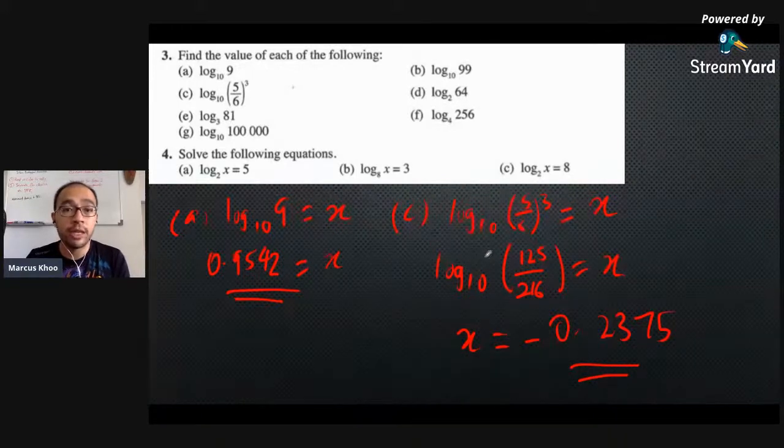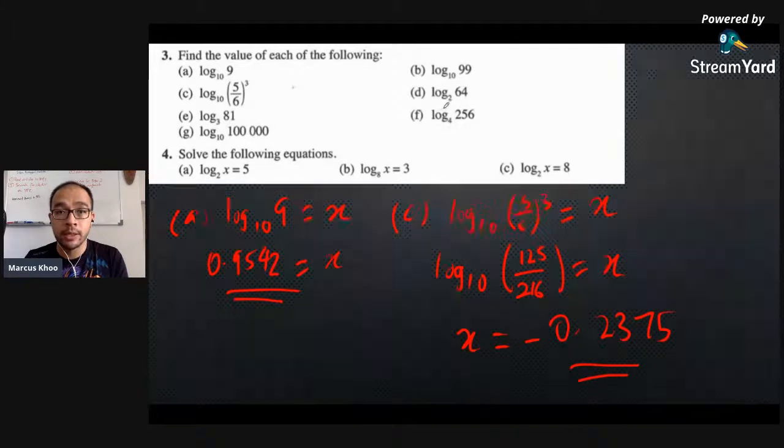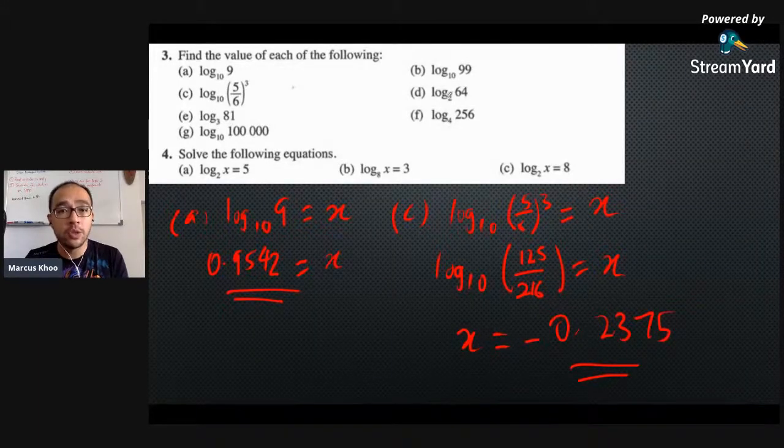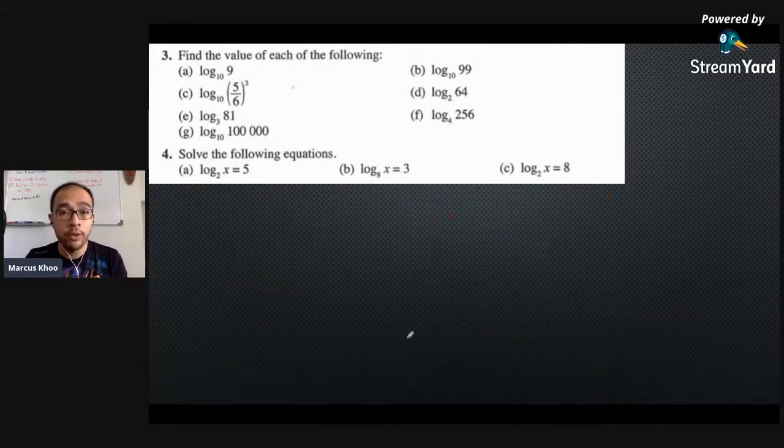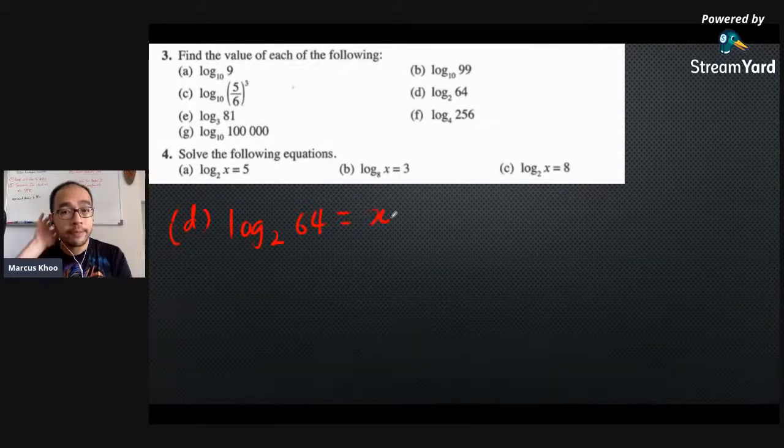If everything is log 10, it's very easy. But what if you get something that is not in log 10? How are we going to calculate this? We cannot calculate this using a calculator. Which is why I said that whenever you get to find the value, the first step is to set it equal to one letter. Log 2 of 64 equals x. If you have this in log 10, very easy, you can calculate. But if you don't, that's why this skill is very important.